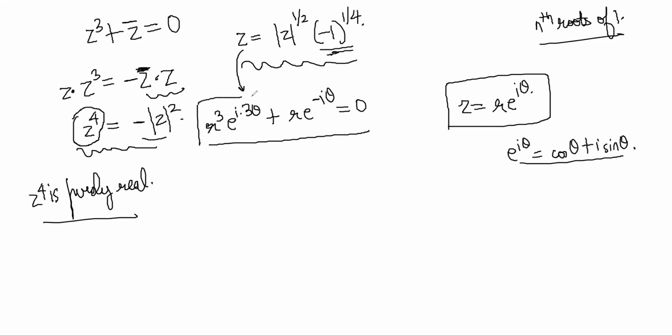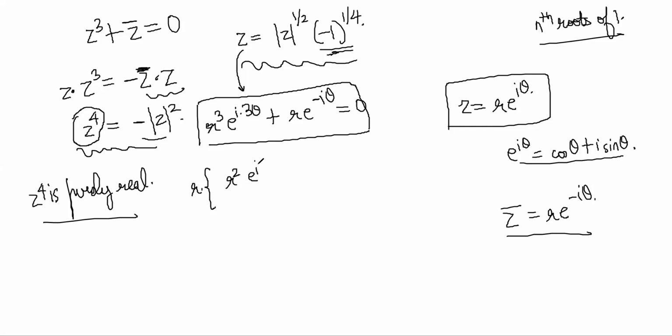Z conjugate will be what? Minus theta. Yes, z conjugate is r e power minus i theta. So when you do that, r can be taken common. It becomes r square times e^(i3theta) plus e^(-i theta) is equal to 0, right?